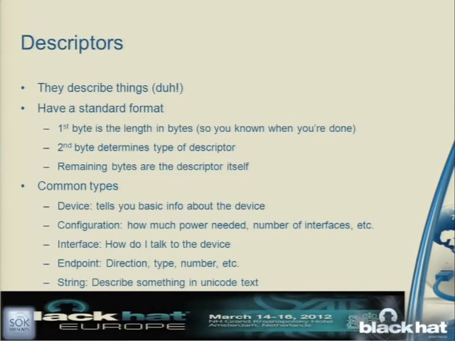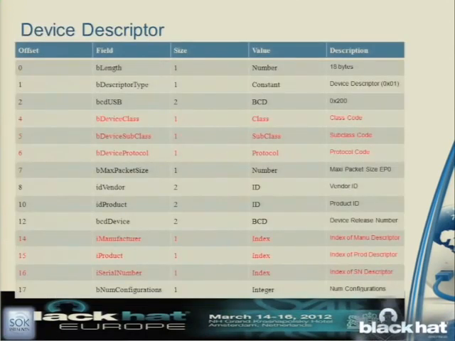So common types of descriptors you get, device descriptors, what kind of device is this? Configuration descriptors, what kind of power does it need, things like that. Interface descriptors, how do I communicate with this device? Endpoint descriptors, what are the channels that this device uses? And then string descriptors, right? Which are just Unicode strings. All right. So a device descriptor looks kind of like this.